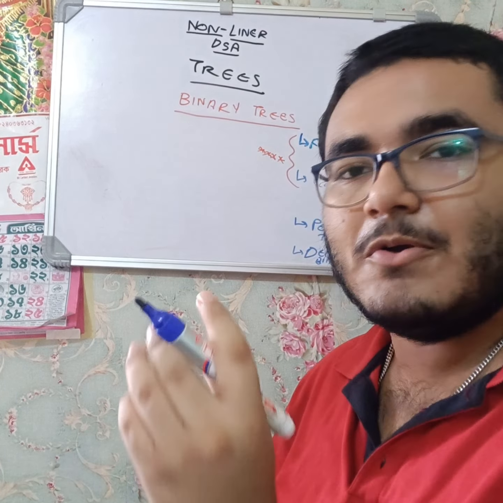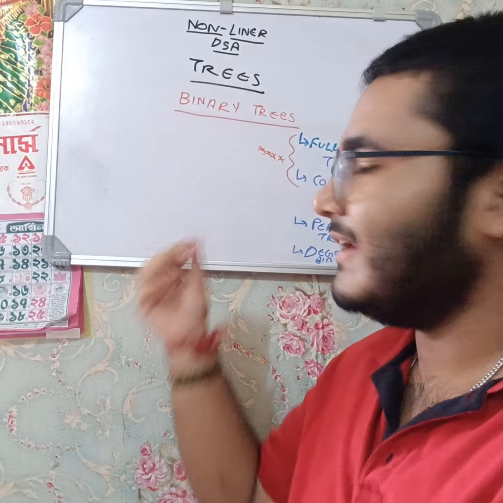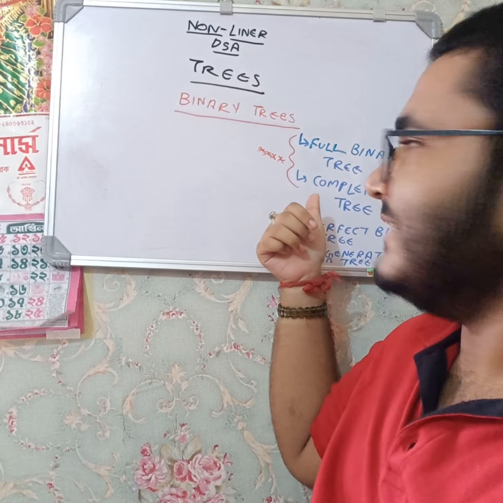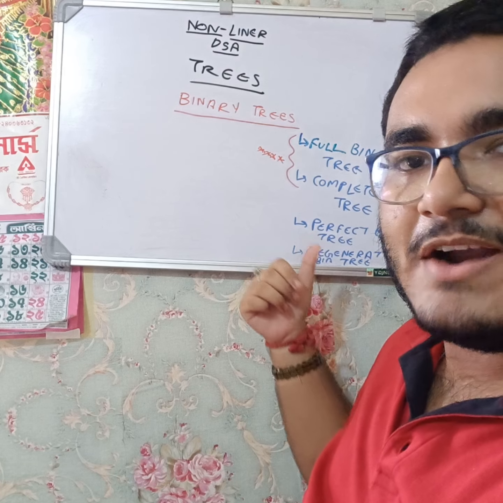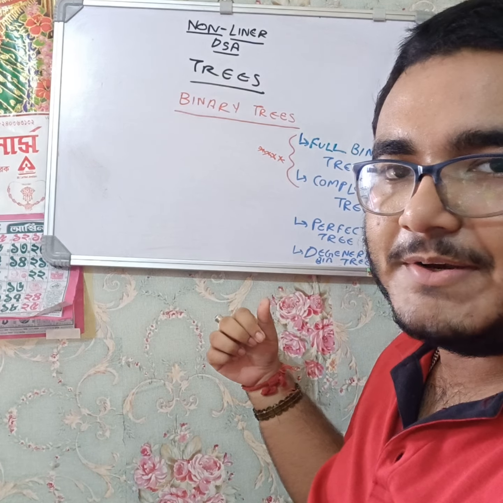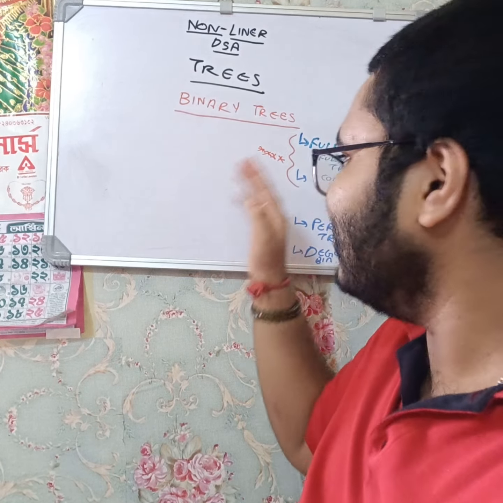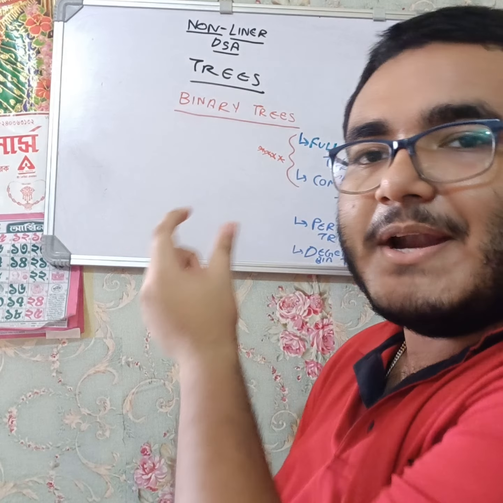So binary trees. The most important part under trees is the binary trees. If I talk about binary trees, they can be classified into 4 types: full binary tree, complete binary tree, perfect binary tree, and degenerate binary tree. Actually, binary tree itself is also another type, and then come these 4 classifications. Now I am coming to this, but before that let me discuss the concept of binary trees.